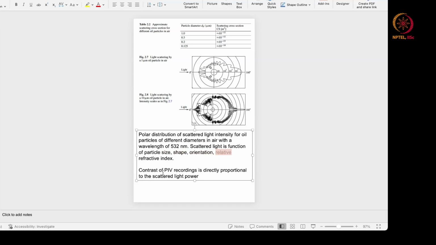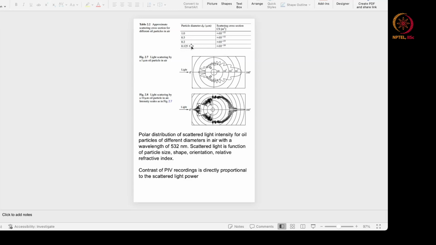So the contrast, as we know, of the PIV recordings is directly proportional to the scattered light power. The scattered light power, as we can see, if the particle is 1, the scattering cross section is 10 to the power of minus 12. If the particle size is 0.5, it goes to 10 to the power of minus 12. This is going to 0.1, 0.2, 10 to the power of minus 13, 0.125, 10 to the power of minus 14.